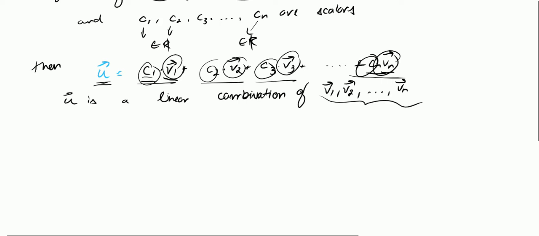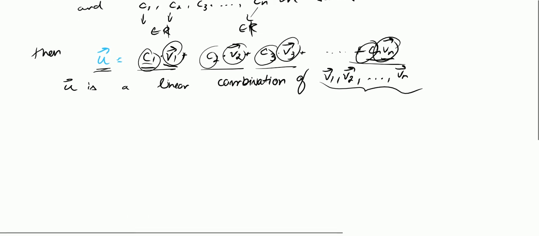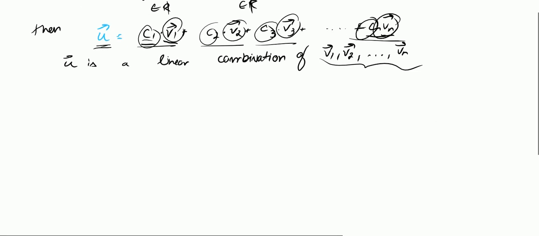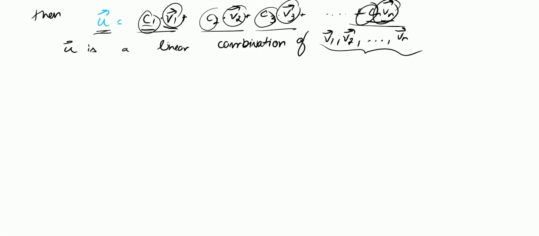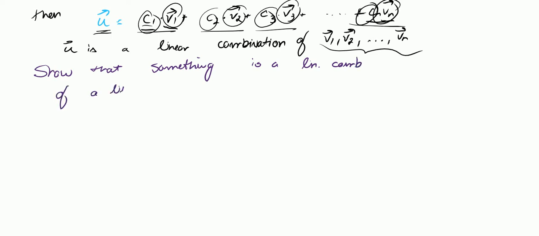Now a problem that usually comes up in linear algebra when you're dealing with linear combinations is they usually ask you to show that something is a linear combination of, let's say, a list of vectors. Vectors here is a very loose term. It can be any kind of element.